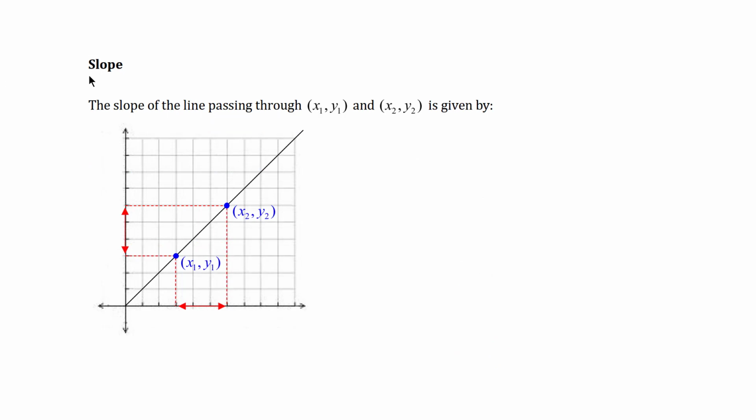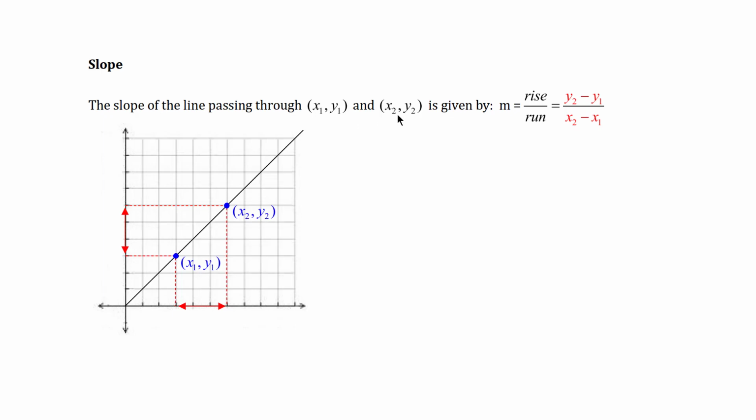Next, we're going to go over the slope. Here it states the slope of a line passing through the points (x1, y1) and (x2, y2) is given by the equation m equals the fraction rise divided by run, which is also equal to the fraction y2 minus y1 divided by x2 minus x1. So we use this formula to find the slope whenever we're given 2 points that lie on a line.